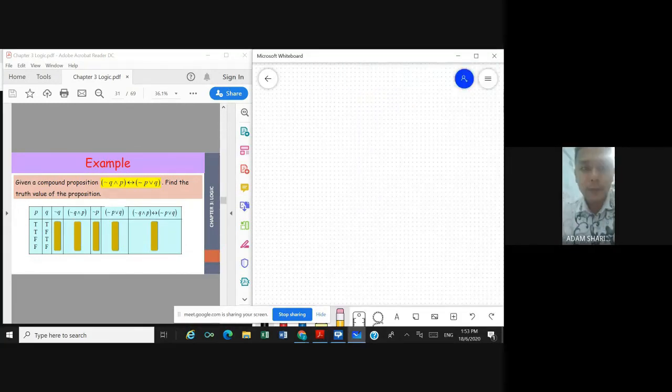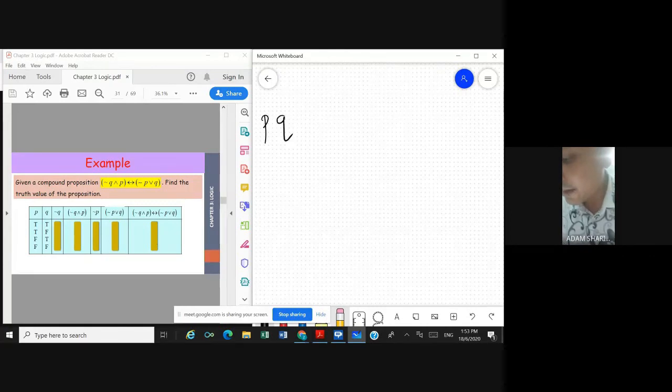Given a compound proposition, not Q and P, if and only if not P or Q, find the truth value. Okay, we will start constructing the truth table right now. Do it on your own, together with me.